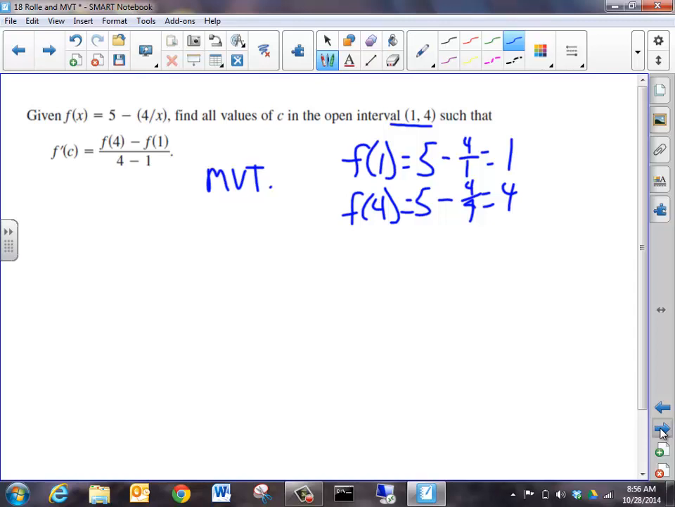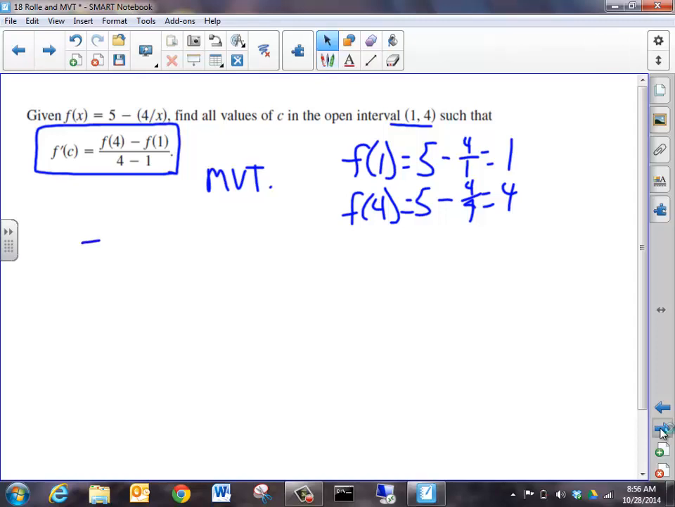So do you think you can solve this problem right here? What does that problem say to do? Take the derivative. Can you take the derivative of 5 minus 4 over x?